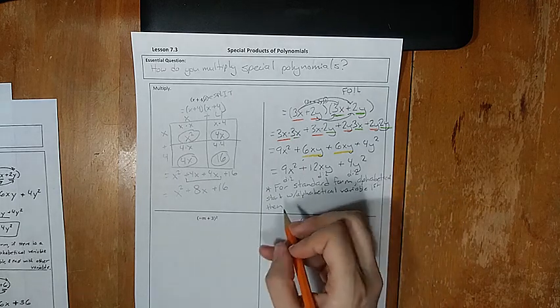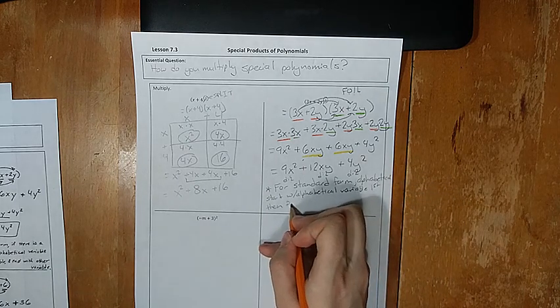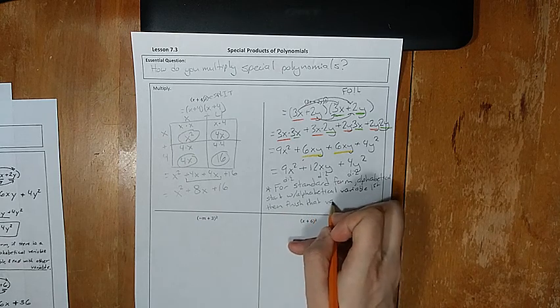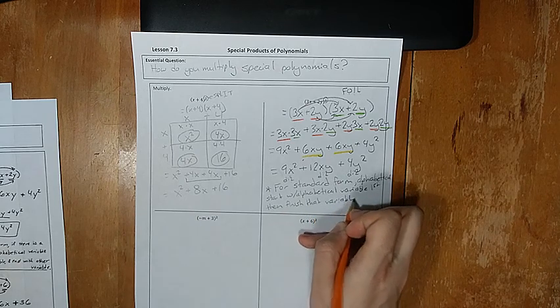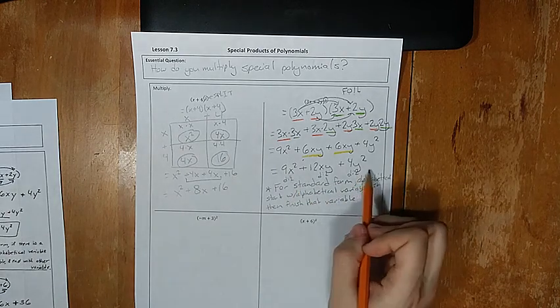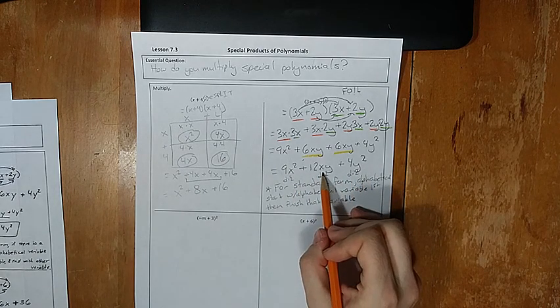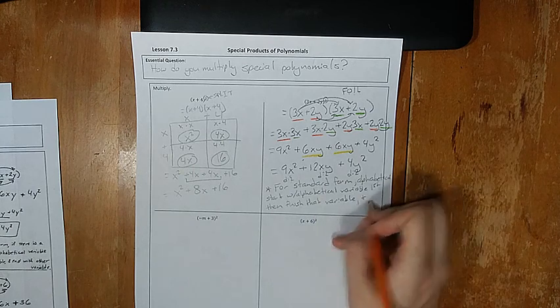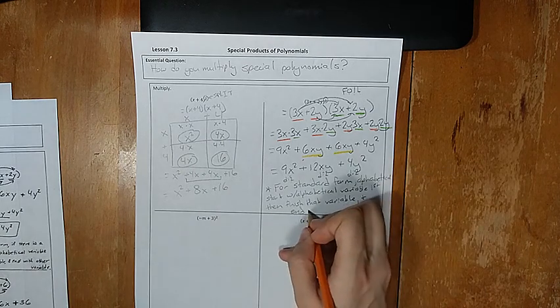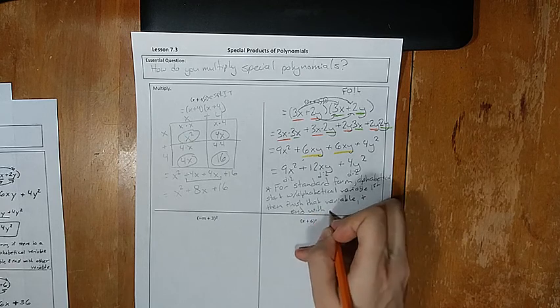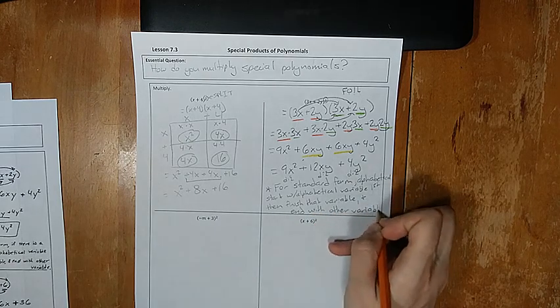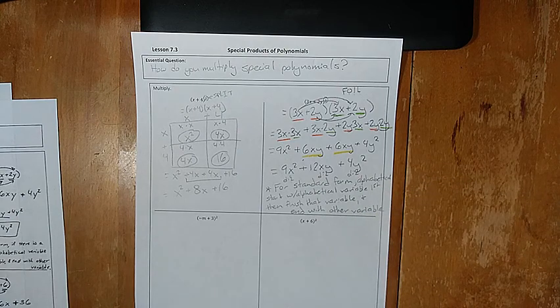Then we will finish that variable, which in this case is x. The only other term that has x in it is our 12xy, so 12xy will come next. And we will end with the other variable.